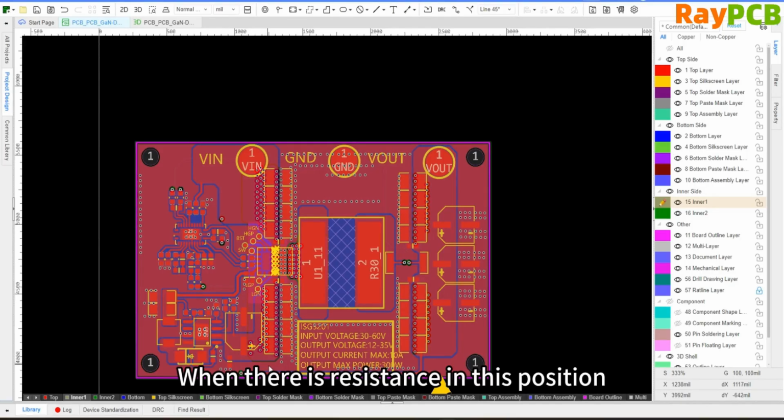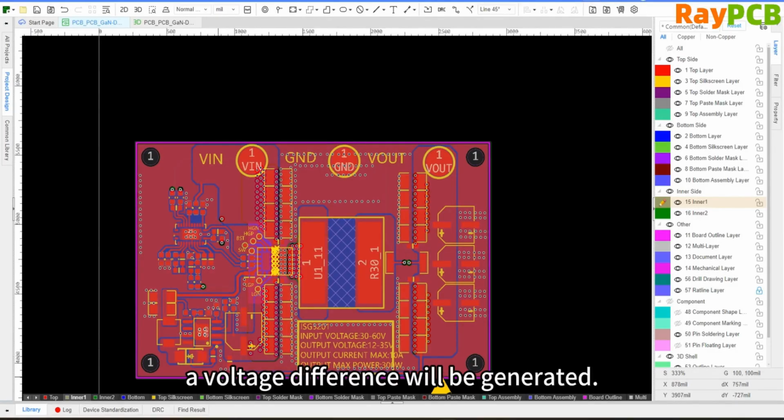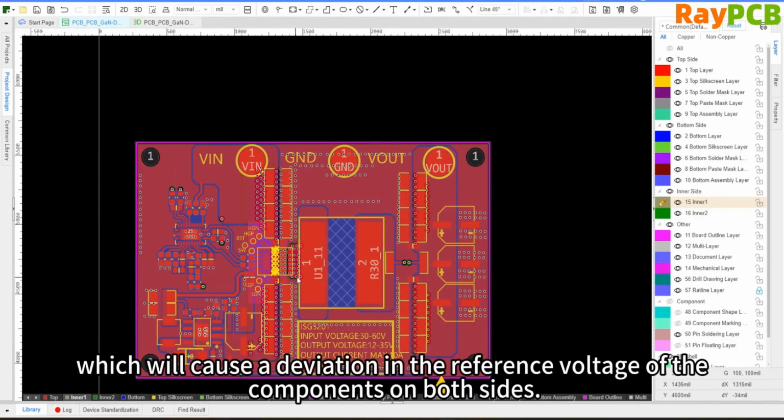When there is resistance at this position and a sufficiently large current, even if both sides are ground, both are GND, a voltage difference will still be generated. This means the ground plane voltage becomes unbalanced, which will cause the reference voltages of components on both sides to deviate completely.